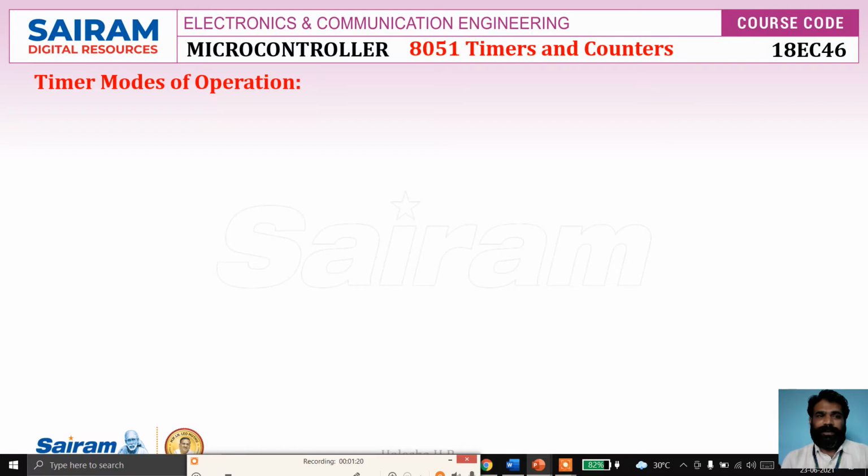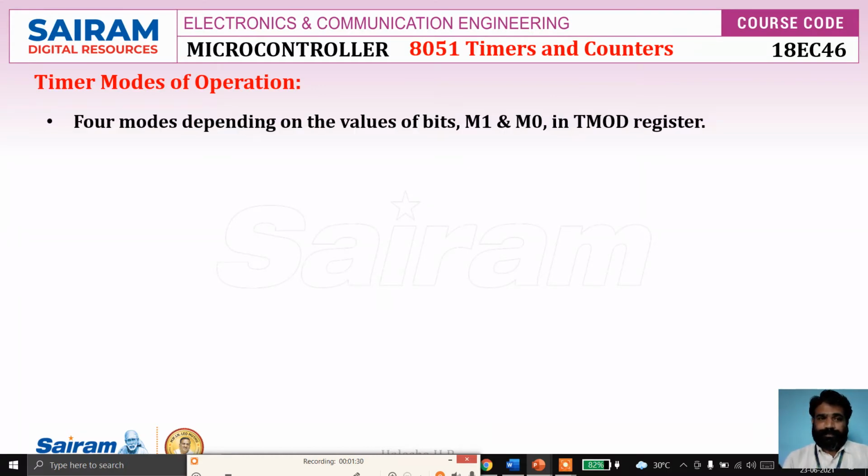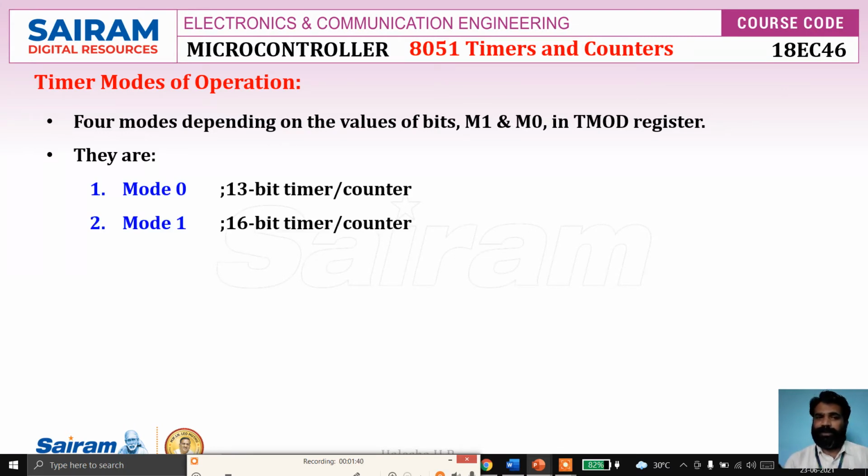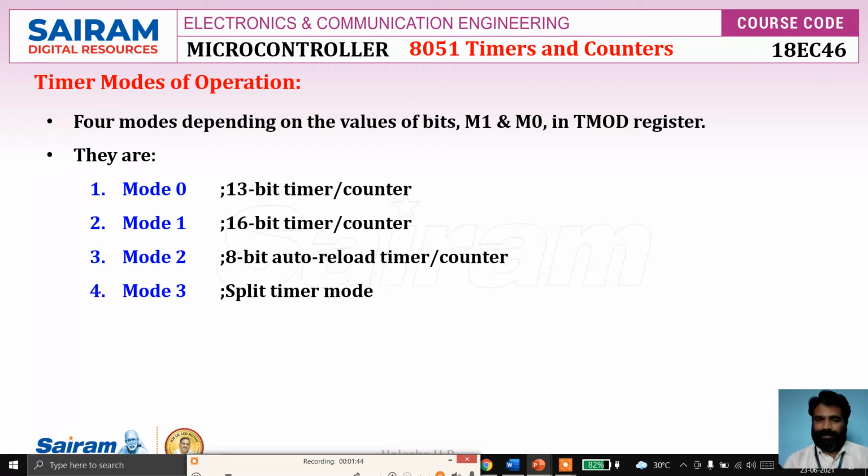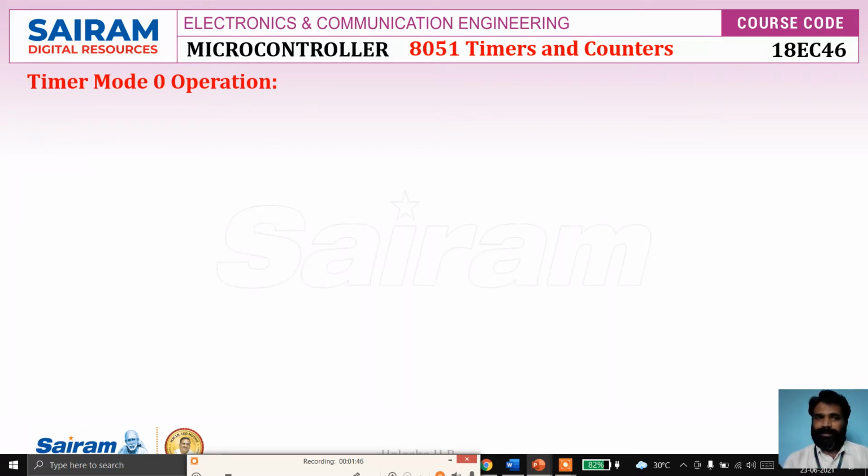Now we'll see different modes of operation. As you know, we have mode 0, mode 1, mode 2, mode 3. There are 4 modes depending on the values of bits M1 and M0 in the TMOD register. They are mode 0, 13-bit timer or counter; mode 1, 16-bit; mode 2, 8-bit auto reload; and mode 3, split timer mode. Let's see timer mode 0 operation.